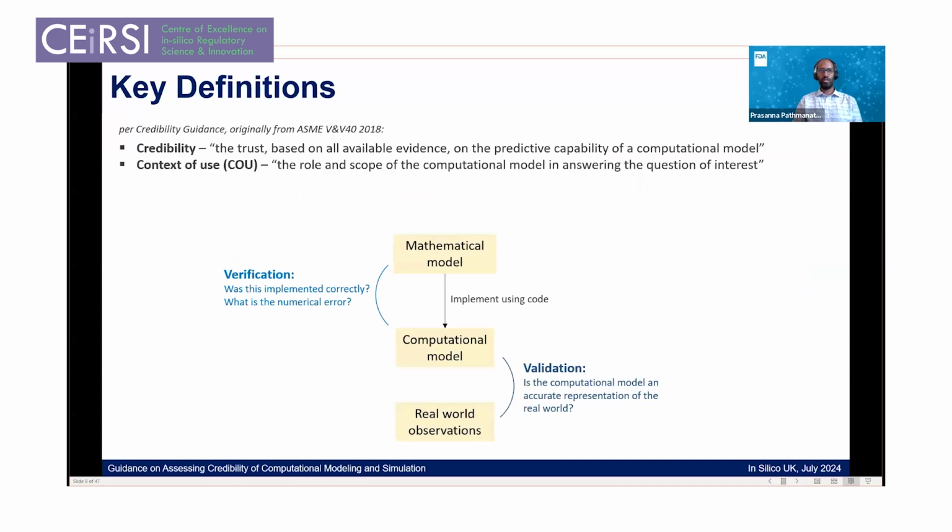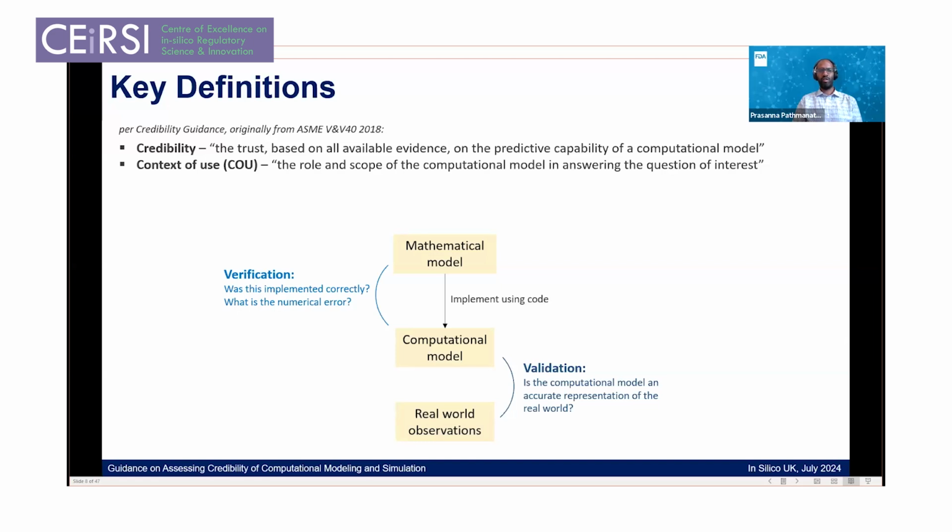So some key definitions that hopefully will be familiar to most of you from last Friday. Credibility is defined as the trust, based on all available evidence, in the predictive capability of a computational model for a particular context of use. And the context of use is defined as the role and scope of the computational modeling in answering the question of interest. And then the key activities that we use to establish credibility are two things called verification and validation.